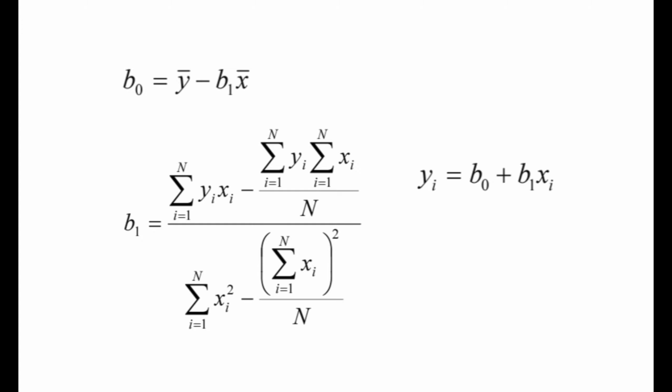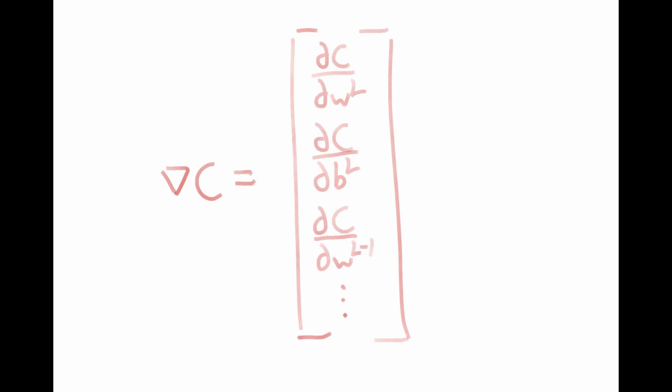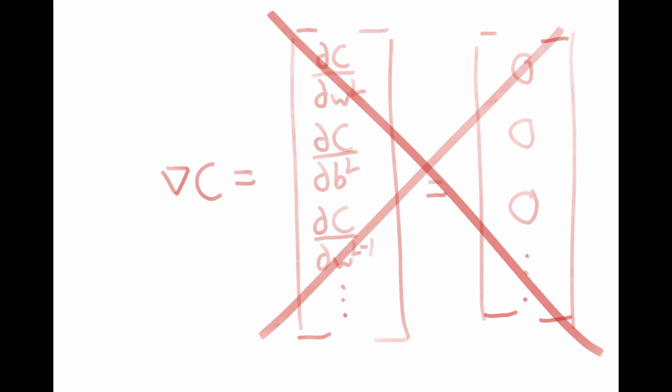Now, back to neural networks. Minimizing the loss function requires us to compute the gradient vector as well. However, unlike the simpler case of linear regression, we can't just set all the partial derivatives to 0 and solve for a minimum directly. Why? Because there are too many variables in the network and solving all those equations explicitly isn't feasible.